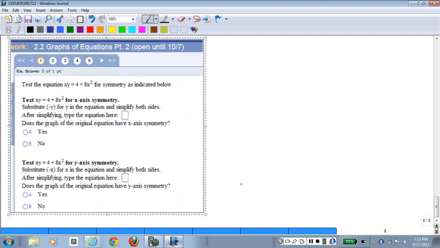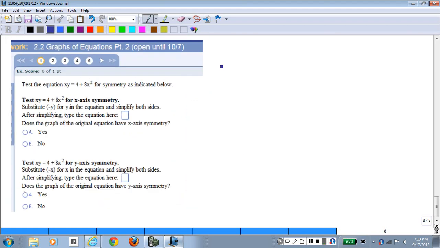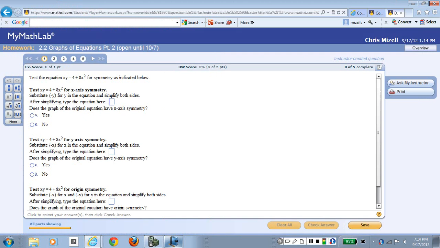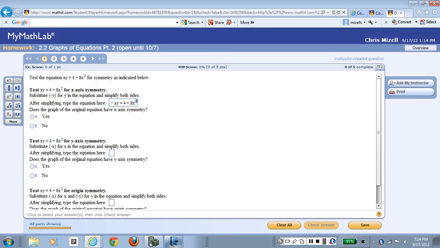Doing the substitution looks like this. X times negative y equals 4 plus 8x squared. What we want is, after simplifying, negative xy equals 4 plus 8x squared. That's what I was going for to be typed in the blank there. Negative xy equals 4 plus 8x squared. So I'll put that in there.